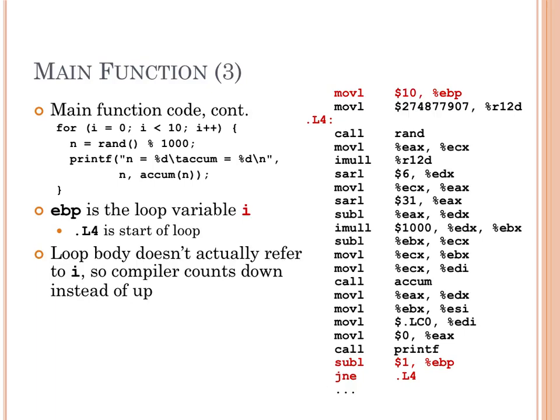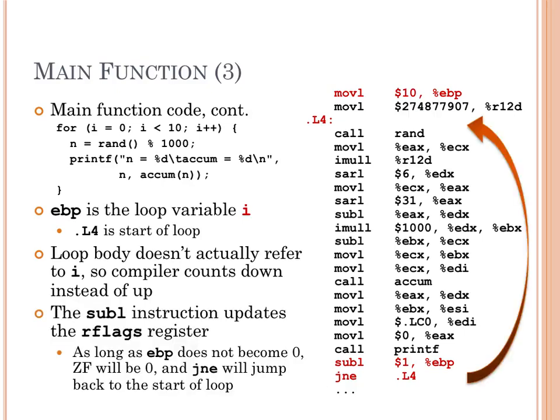bit by counting down, because then I won't have to compare it to a number. If I start with that number and just decrement it each time, then I can just jump as long as things aren't 0 yet. Okay? So that's what goes on here.